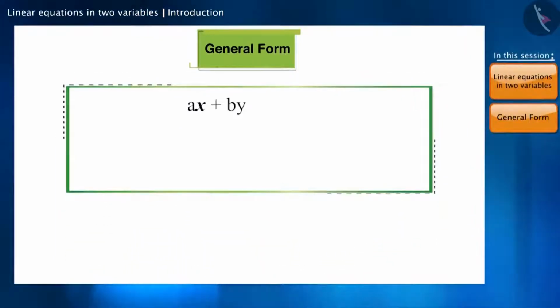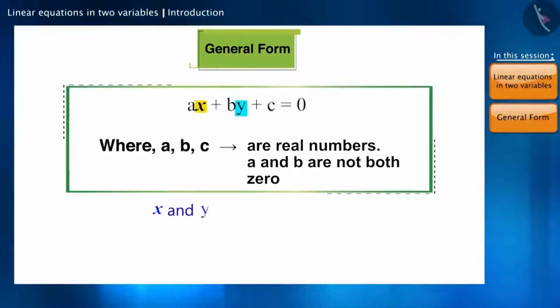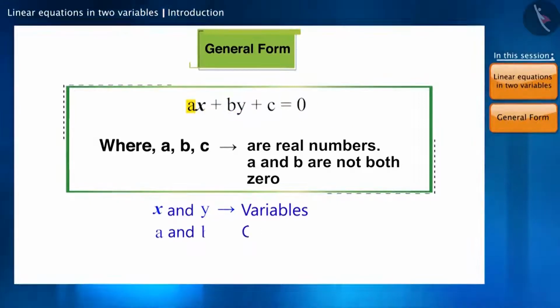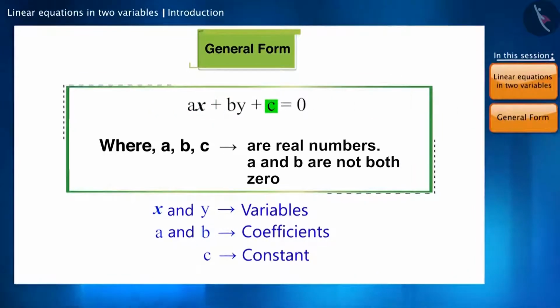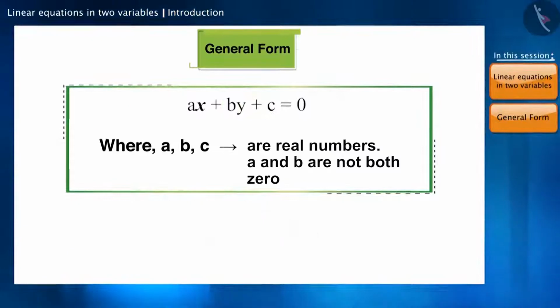Generally, we write it in the form of ax plus by plus c is equal to 0. Here, x and y are the variables, a is the coefficient of x, b is the coefficient of y, and c is the constant. Friends, an important point here is that a, b and c are real numbers. And both a and b cannot simultaneously be 0.